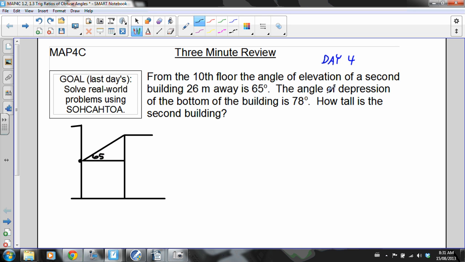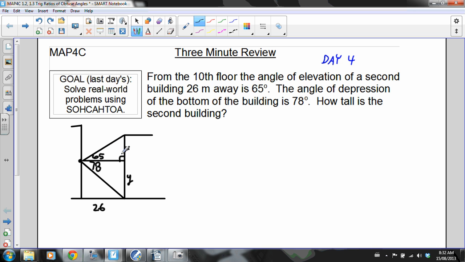Then it says the angle of depression of the bottom of the building is 78 degrees. So looking down from the horizontal, this angle here is 78. And we want to find how tall the second building is. Well, it's 2 pieces, right? We got a piece in the top triangle, I'll call that X. A piece in the bottom triangle, call that Y. The 2 buildings are 26 meters away, which tells us that that length there is also 26. And so we'll be able to get this together without too much trouble.